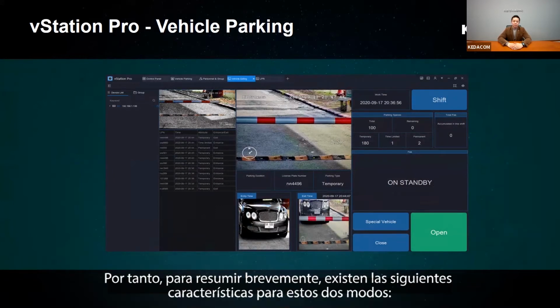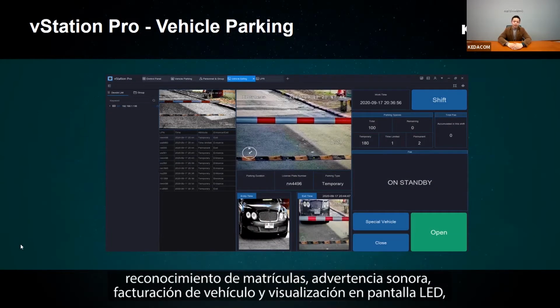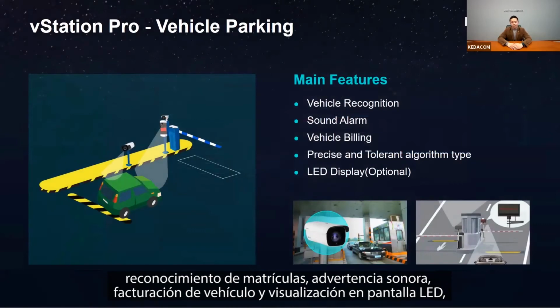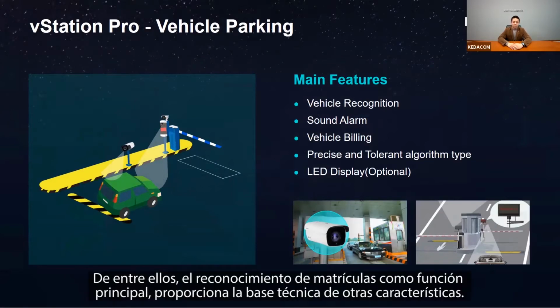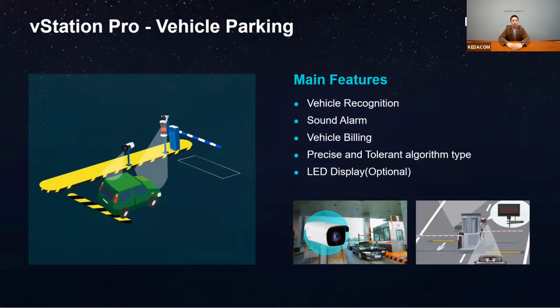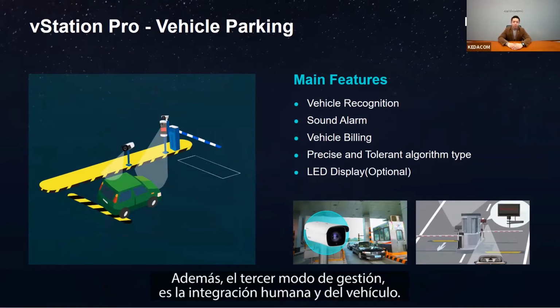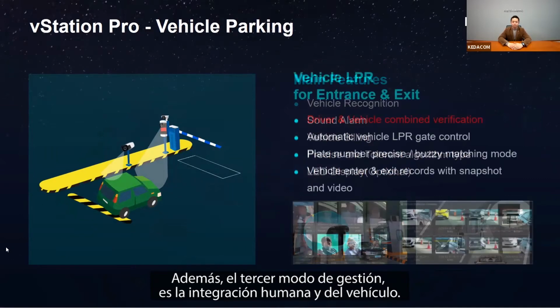Therefore, to sum up briefly, there are the following features for these two modes: license plate recognition, sound warning, vehicle billing, and LED screen display, which is optional. Among them, license plate recognition as a core function provides a technical basis for other features. In addition, the third management mode is the integration of human and vehicle.